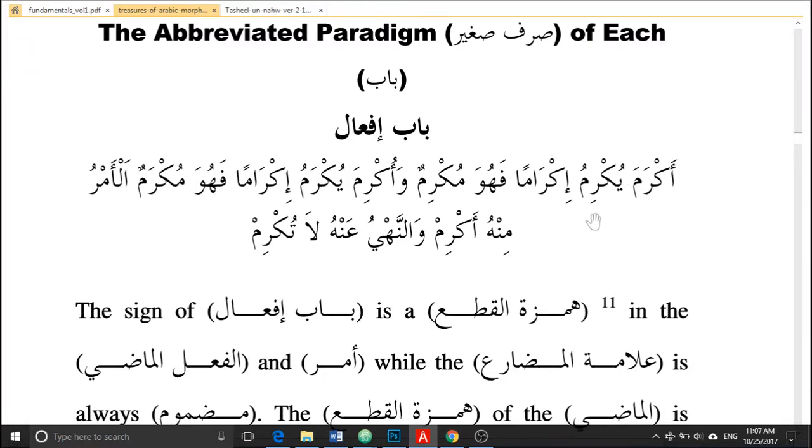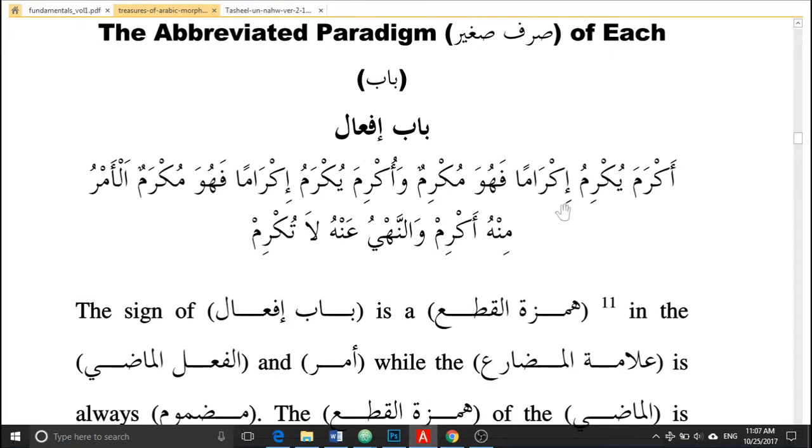Akrama yukrimu ikraman, ikraman if'alan. So this is the wazn of the bab, the masdar, ikraman if'alan. All the time the name of the bab is on the wazn of the masdar. So it's called bab if'al.